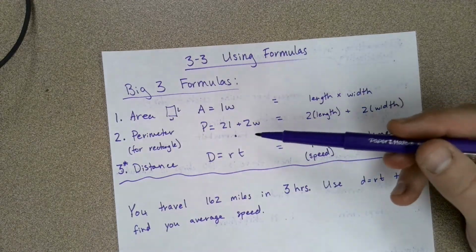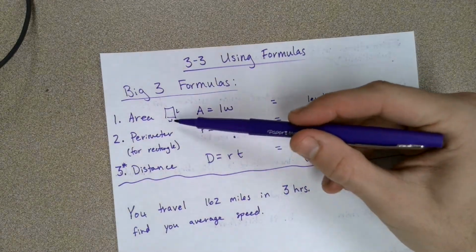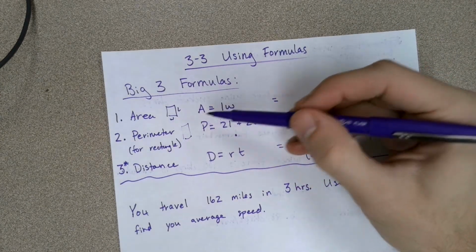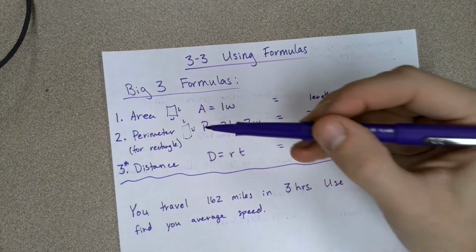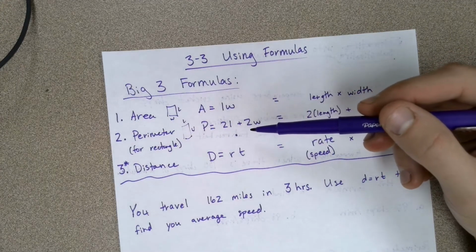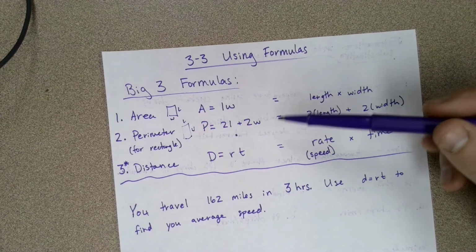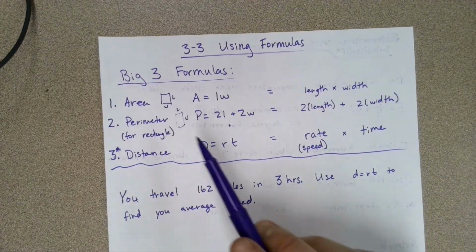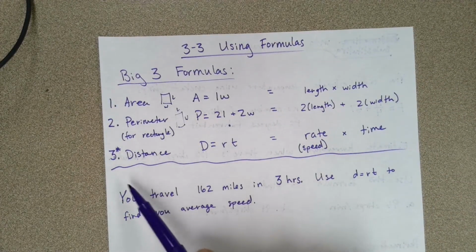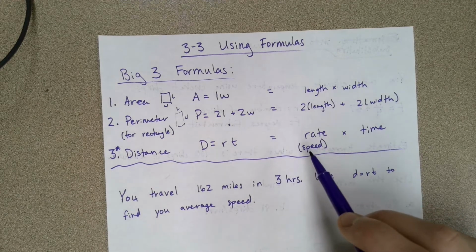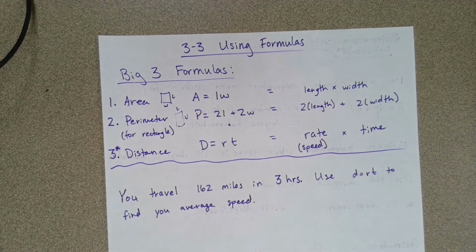Our second one is our perimeter. Our perimeter is finding the distance around the outside of a rectangle. We got our length and our width again, and basically the perimeter formula is 2 times the length plus 2 times the width. And finally, our distance formula. This one might be a little bit newer to you. Distance equals rate, or speed, another word for rate, times time. So those are 3 good formulas to get written down.